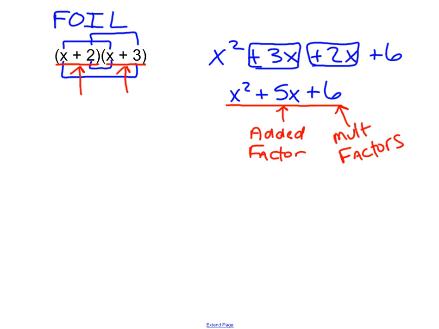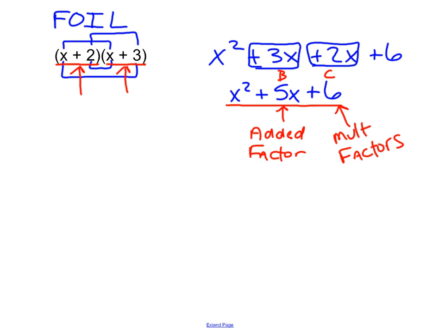Whenever we're working these out, we're going to be looking for two factors that when you add them together make b, and when you multiply them make c. Once again, this is the b, and this is the c. So 6 is the c, and 5 is the b. We're looking for two numbers that multiply to make 6, but when you add them together, you get 5. Obviously, 2 and 3 are those factors.